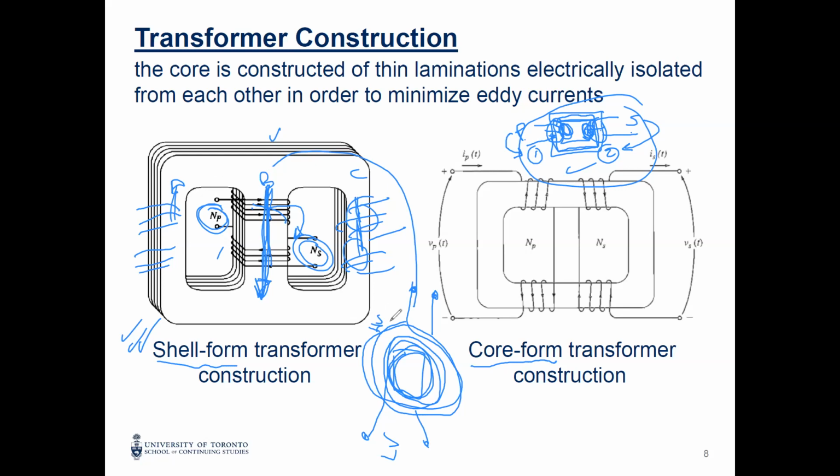And maybe the main reason for this is if there is a short circuit due to an insulation problem, the core is already grounded. So it will be low voltage to the ground, not high voltage to the ground. So it's less severe.